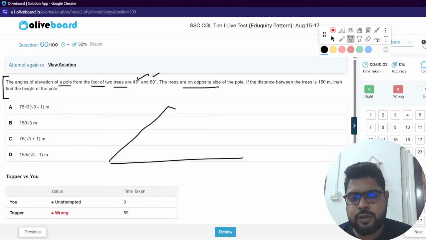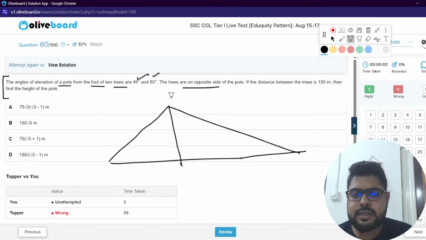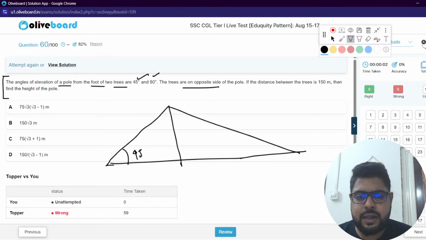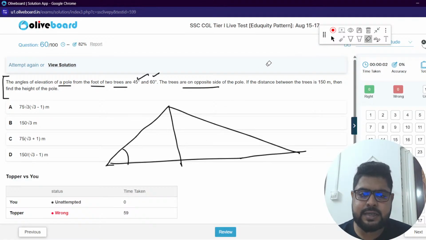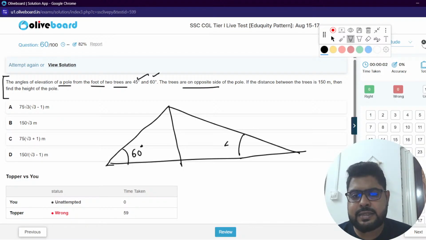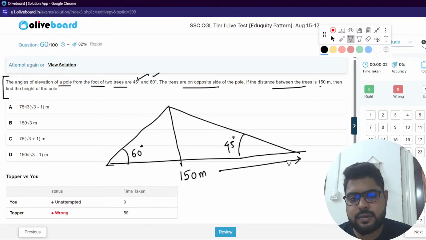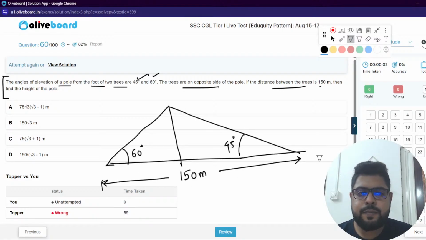Opposite side of the pole, meaning sir like this. This is the pole. Sir, this is the 45-degree one, and this is 60-degree, sir. The distance between them is 150 meters. The height of the pole, this height they are asking.